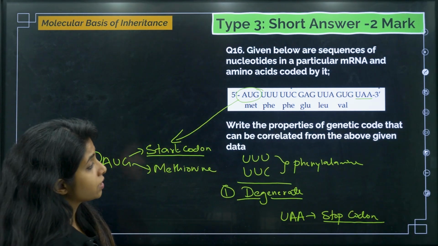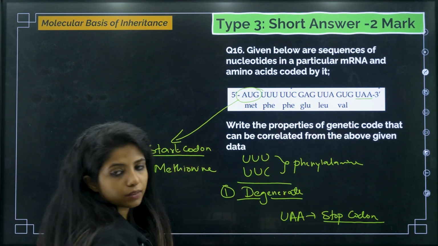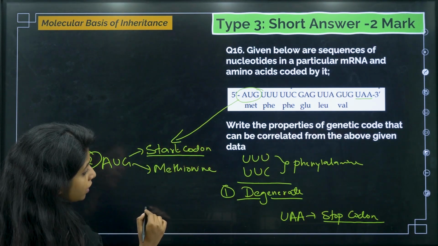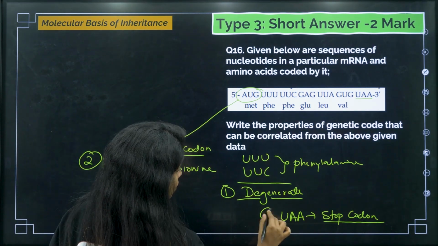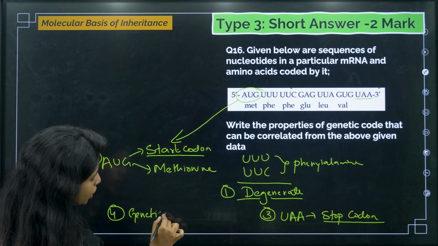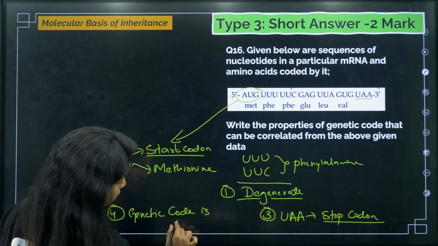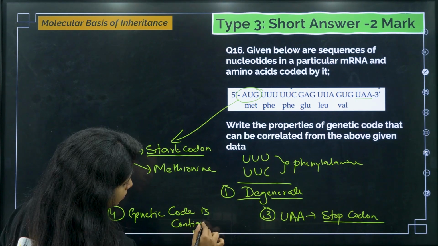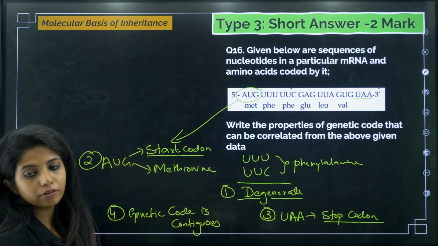Next thing that I can understand, do you see commas, anything, full stop, anything? No. So it is contiguous. This is the third one, and now the fourth one is that the genetic code is contiguous. That means it is continuous in fashion.